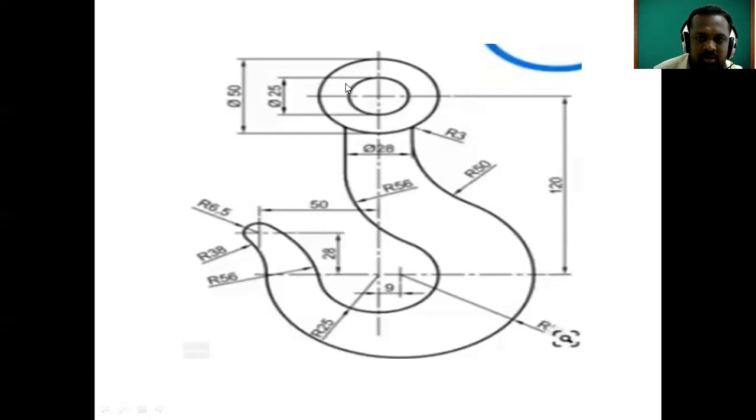Hello, am I audible? Yes, sir. Is it difficult or simple? It is very simple. Then tell me a procedure, stepwise procedure, how to draw this crane hook in AutoCAD.